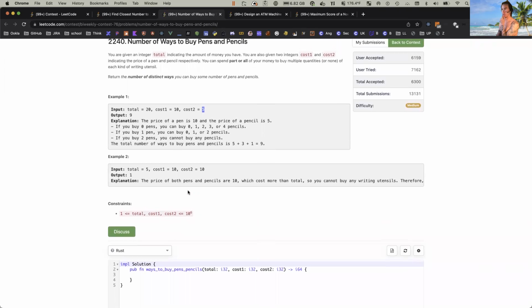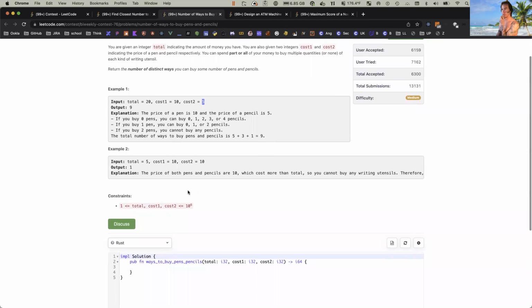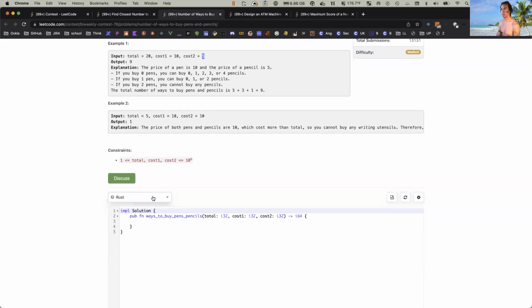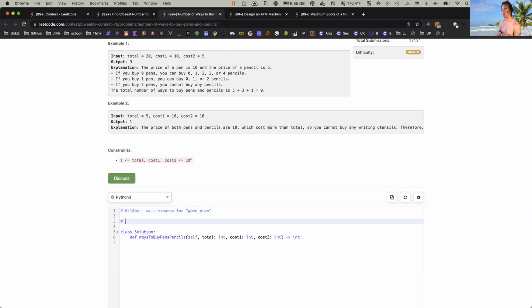Just performing the simulation should work based on depth of research and backtracking. I'm going to try it. Let's do this. 618. How many minutes for the game plan? DFS plus BT, I think will work.